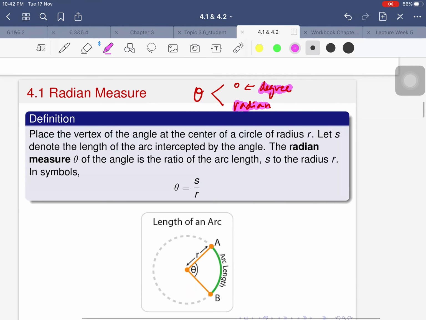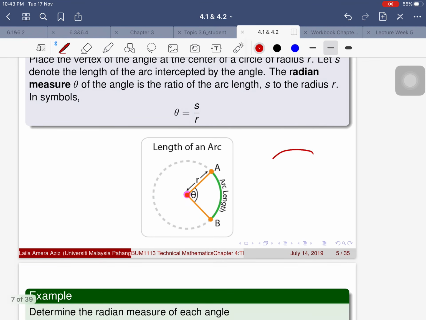Okay, so let's have a look at the definition of radian measure. If we place the vertex of the angle at the center of a circle of radius r, okay, so this is going to be our vertex. We put it at the center of a circle, and here we have a radius r. I'm pretty sure you know this already. What is the difference between radius and diameter? So let's say this is my circle. I know it looks hideous. It's not really a circle, but you get the idea. From the center to the end, this is called the radius.